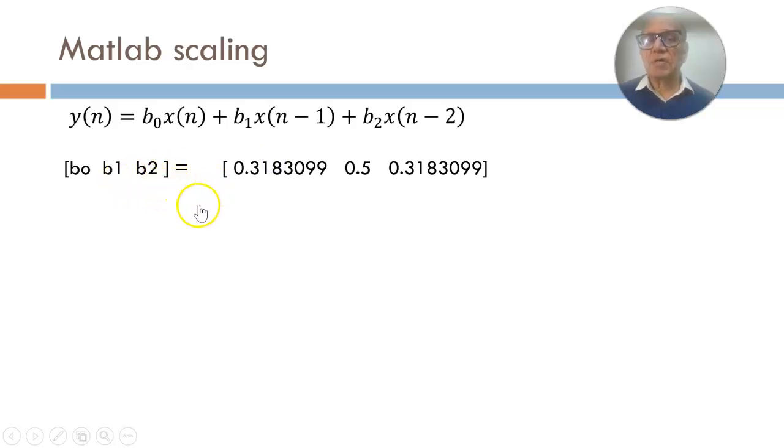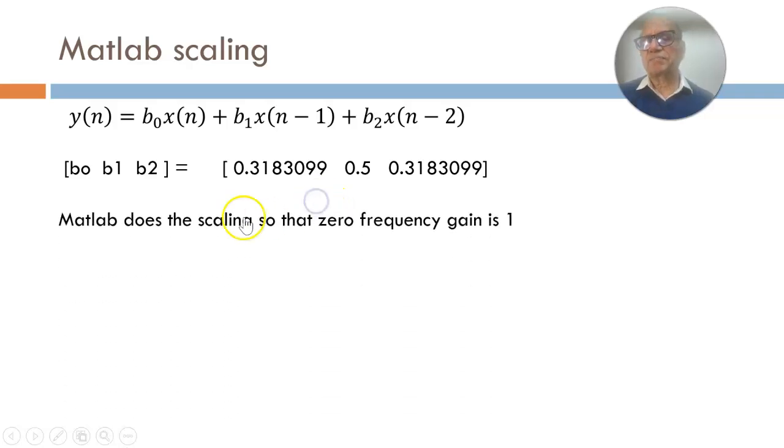So suppose you use a rectangular window and let's say the number of coefficients is 3. And we saw last time for a low pass filter, this is 0.3183 etc. This is the first coefficient, this is the second, and this is the third one. But if you use the function that is available in MATLAB for calculating the B coefficients, you will get slightly different values. And what is the reason for that?